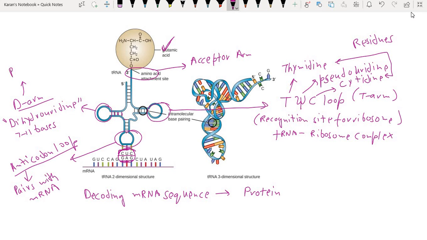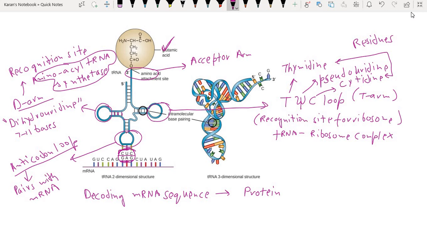This D arm acts as a recognition site for an enzyme known as aminoacyl tRNA synthetase. So the D loop or D arm is basically the site for this enzyme, right? This enzyme is involved in aminoacylation of tRNA.